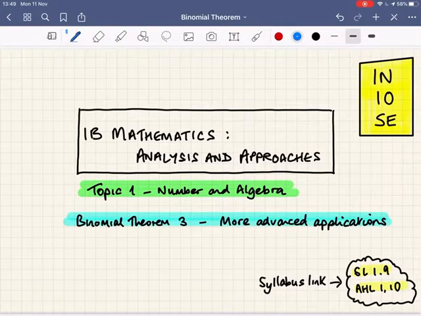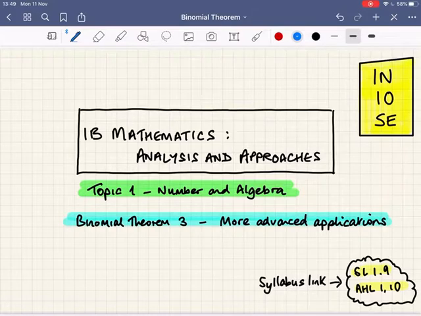Hello and welcome to this third session on the binomial theorem. In the last session we just carried out some straightforward expansions using the binomial. But in this session and in the next two sessions we're going to look at different kinds of questions that are a little bit more advanced and require a little bit more thinking.